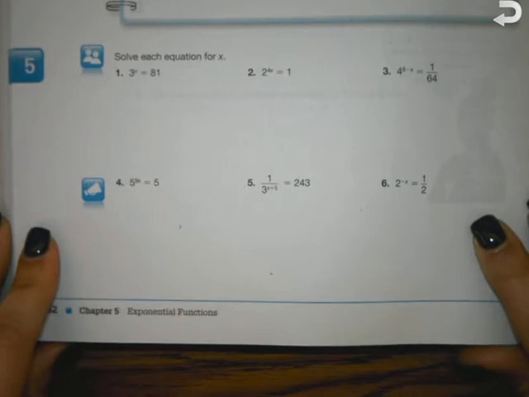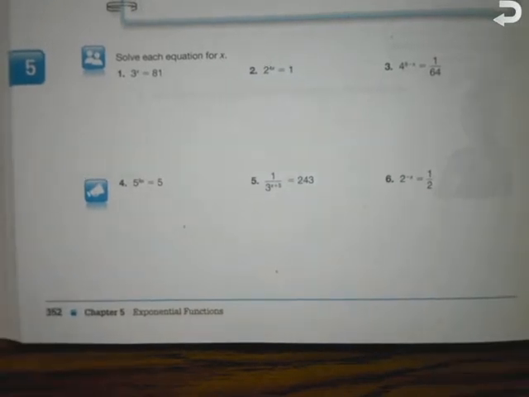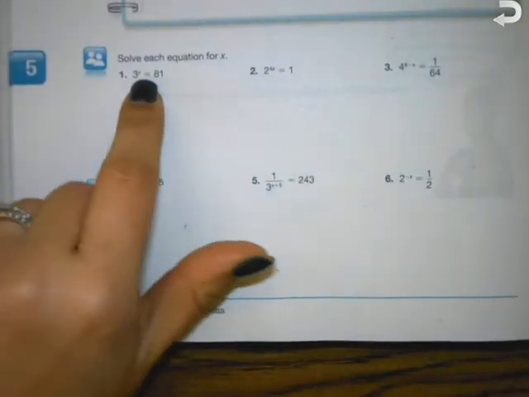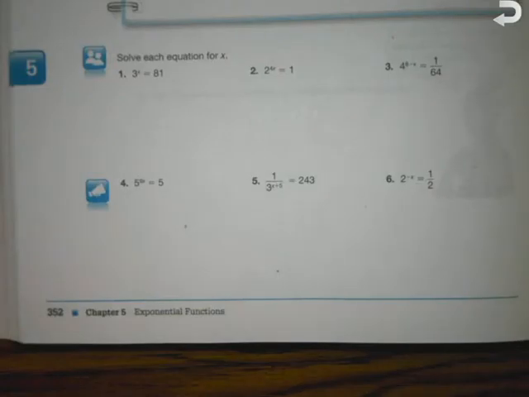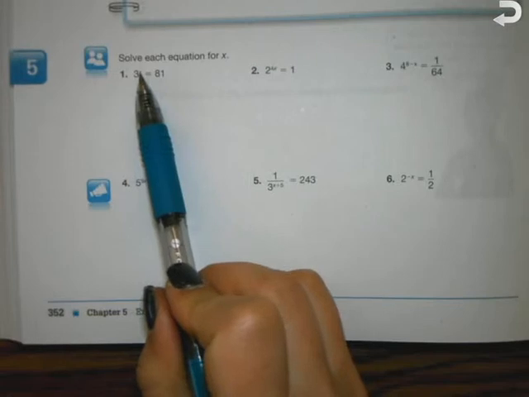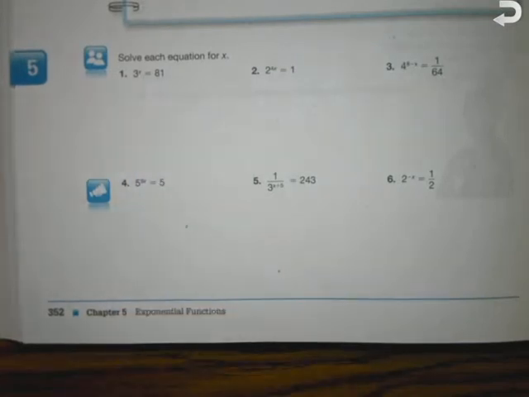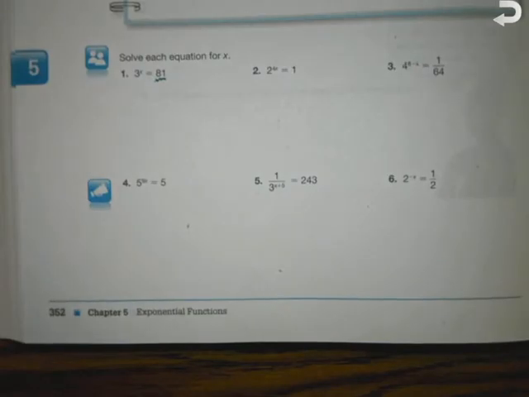3 to the power of x equals 81. Have you seen a problem so far with an x in the exponent that I have asked you to solve? Have we done this yet? No. Okay, so this is what we're going to do. We need to think of what power we can raise 3 to get an answer of 81. Can I rewrite 81 using a base of 3? Yes. 81 is 3 to the what power? 4. 3 to the 4th.